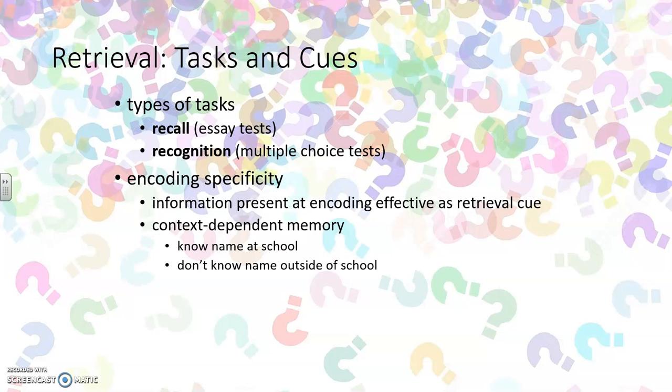First off, we have retrieval cues. We have two different types of ways we retrieve information: recall, like essays, where you have a question and you have to recall the information from your brain, or recognition, where it's multiple choice and you just recognize one of the answers from information you already have. Sometimes that information is presented in a different format that you have to interpret.